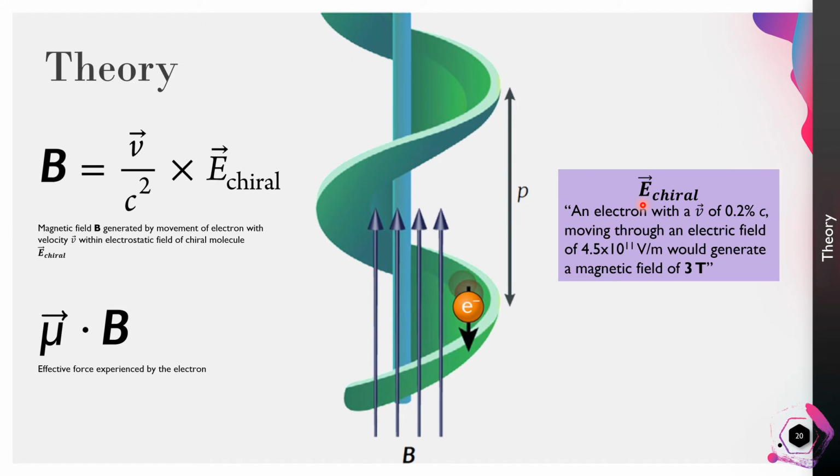And this is what creates this spin polarization, where you need an electron that aligns itself with the magnetic field to more efficiently transfer through a chiral molecule.